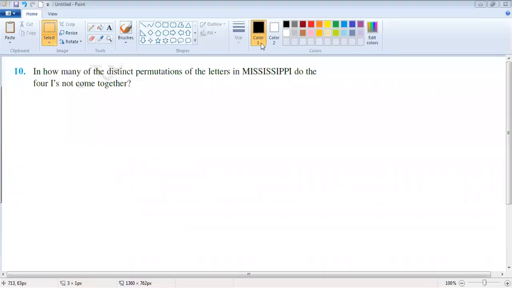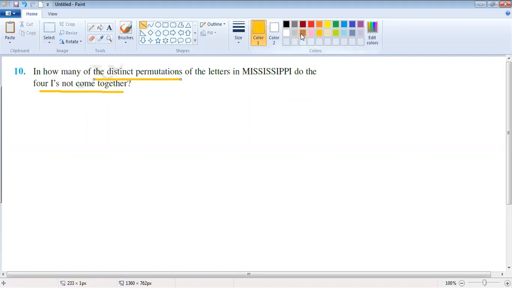Look at this question. In how many distinct permutations of the letters of Mississippi do the 4 I's not come together? So here the question is a little different. सबसे पहले हमें ये पता होना चाहिए कि how many distinct permutations are there.